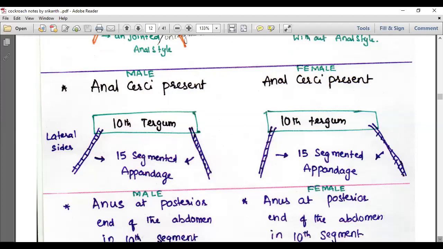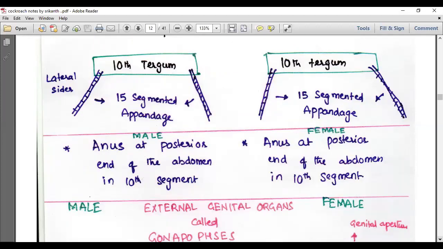Okay, then let's continue, about the anus. Some people say it one way, some another. The anus is at the posterior end of the abdomen in the 10th segment, in both male and female.